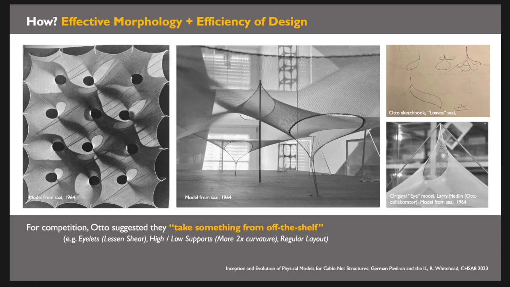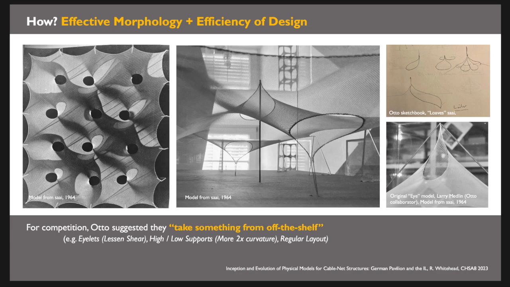The other part about why tents is that there has to be an effective morphology and an efficiency of the design. For the competition, once Otto and Gutbrod were shortlisted, they had a very short amount of time to put together their presentation. So Otto suggested they, quote, take something from off the shelf. By that he meant, let's take something that we've already been working on. Let's see if we can just repurpose that. Therefore, since we have such a short amount of time to develop the design, we should have something in place first.